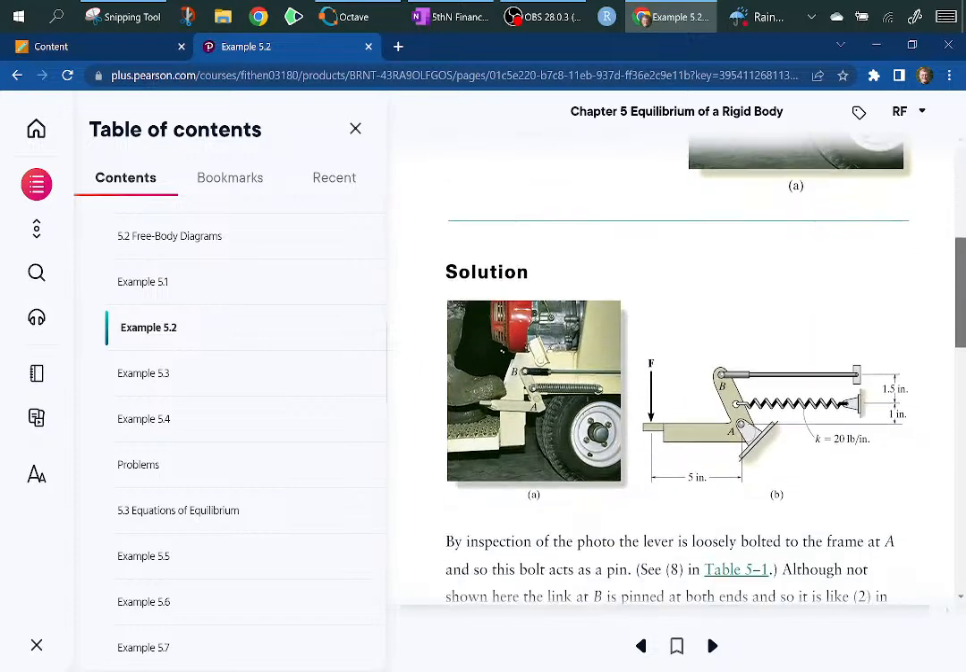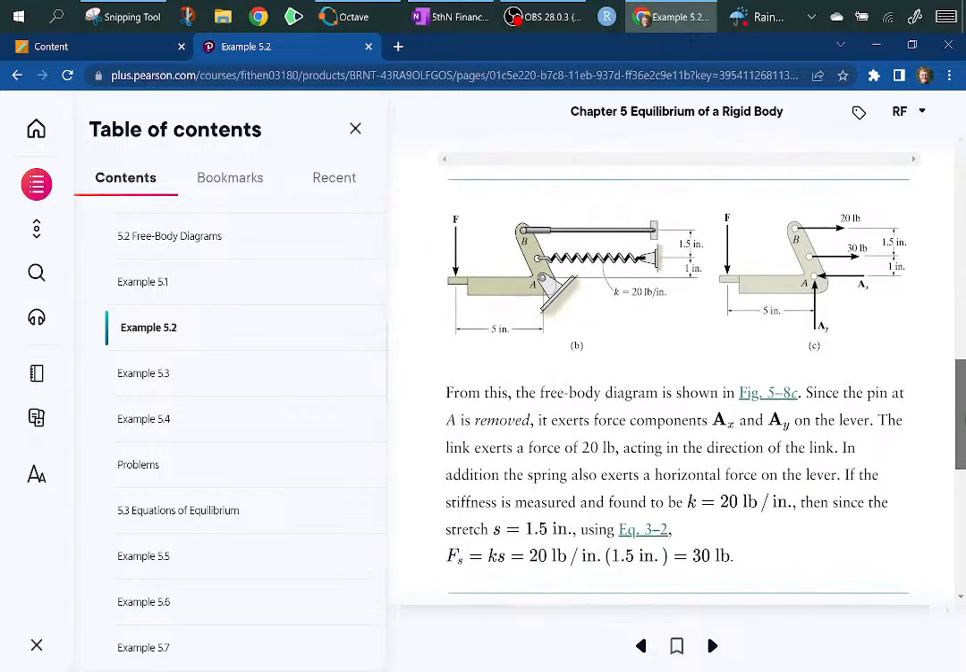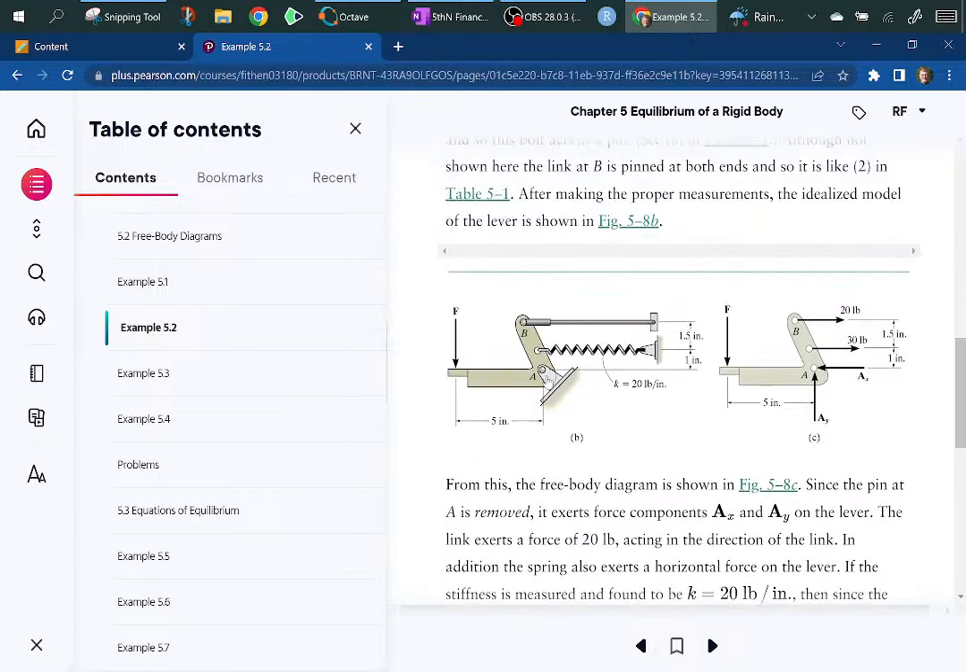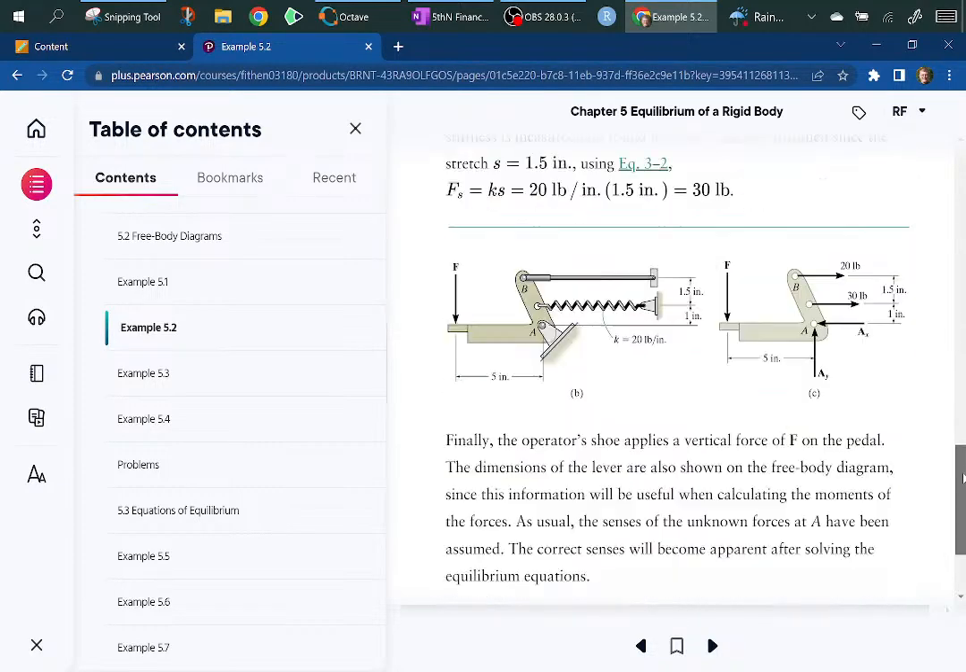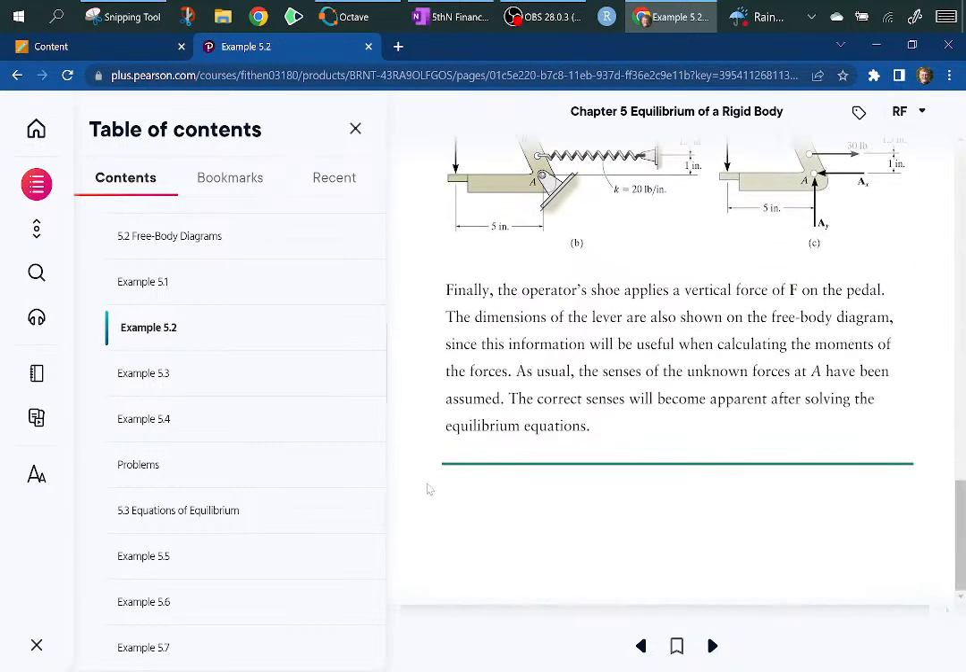Okay. So in this particular structure, you can see there's a guy's foot right there pushing straight down 5 inches out. And so you can just basically remove the support right here, remove these two supports and replace them with their loads. So the left is not the free body, the right is the free body.